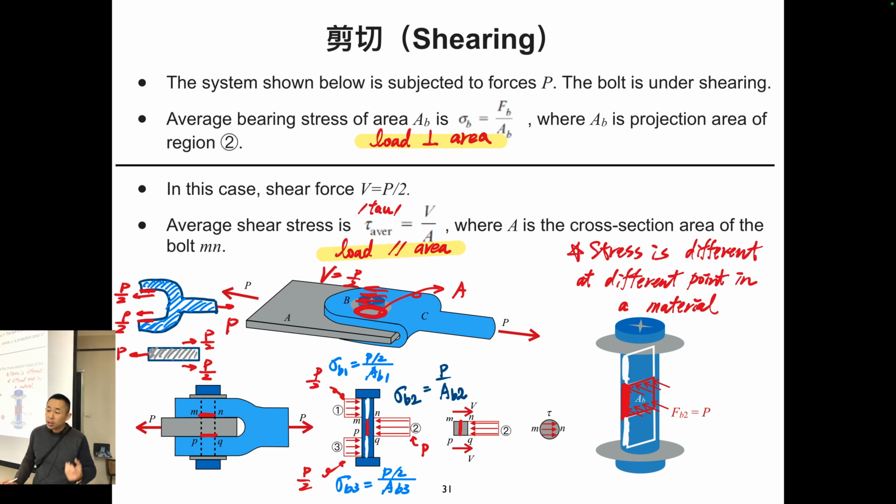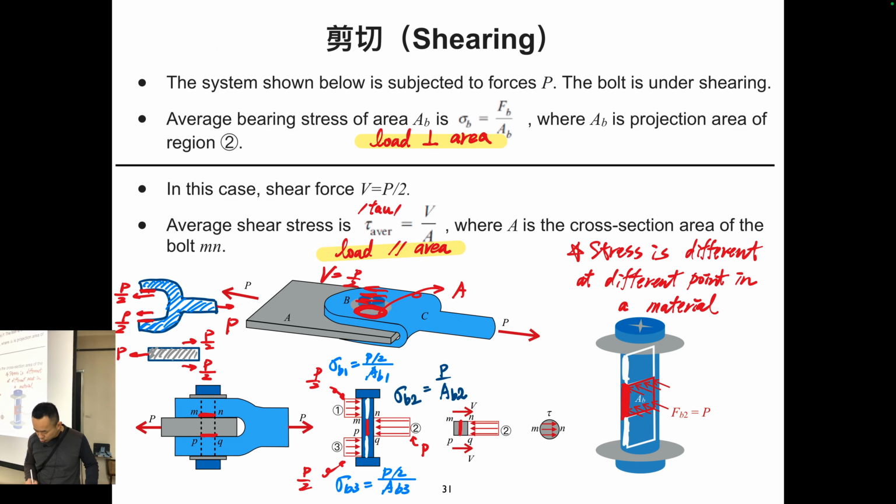And then if the bearing force is divided by the area that the force is acting on, it becomes bearing stress. Okay? And the important feature is that the loading must be perpendicular to the area. So for example, if you have the Y shape here, the Y shape material applies half P on the bolt, and then the bolt will stop it, right? So the half P and half P act on the white area. So half P divided by area will be the bearing stress at this position.